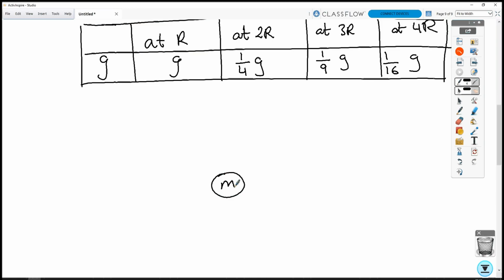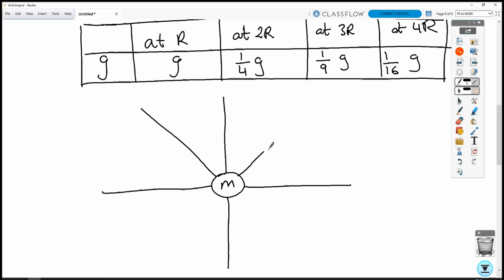So here we have some mass. We're going to draw the gravitational field lines. Then they would look like this, with the arrows pointing inwards. The arrows tell you what direction a force will be experienced if you were to place a test mass in that field.